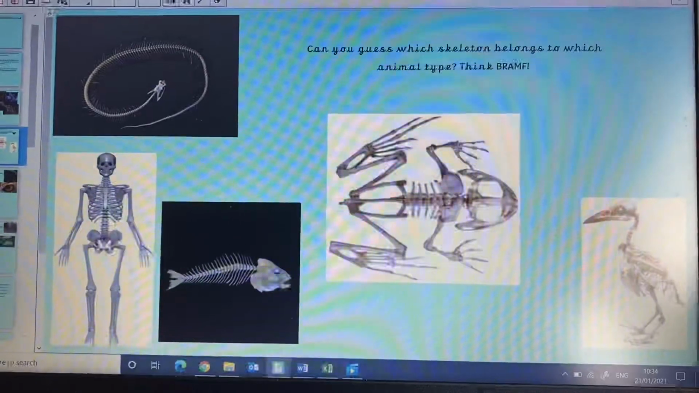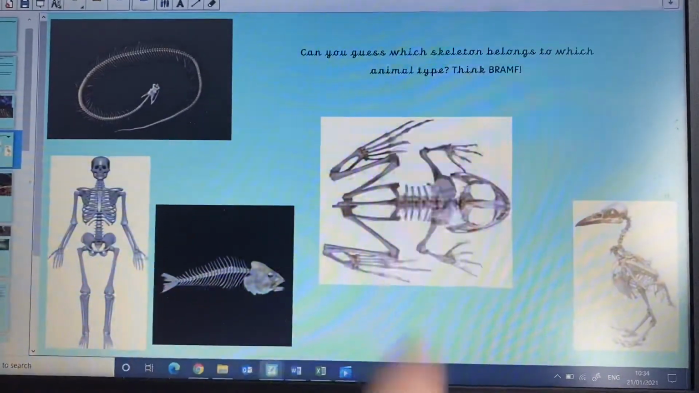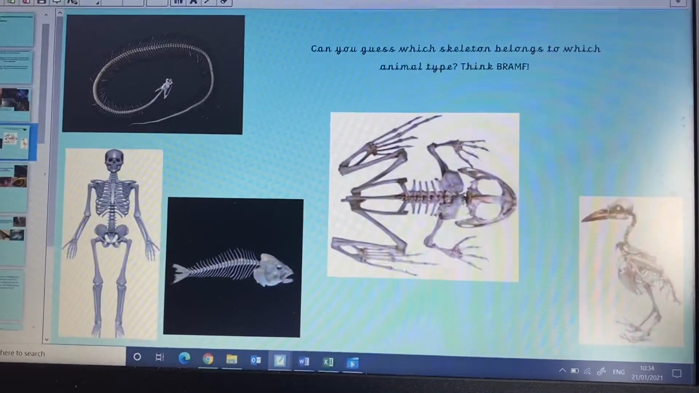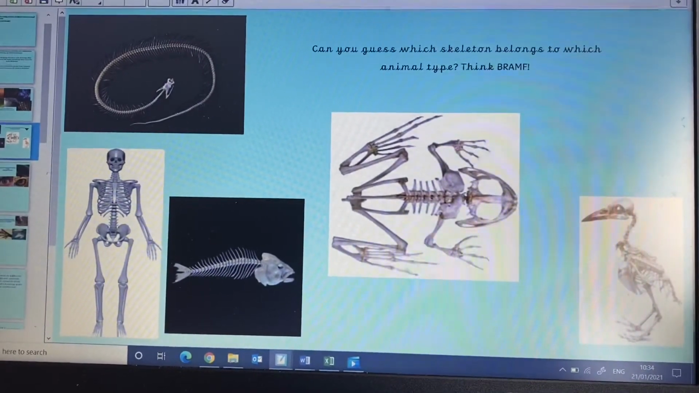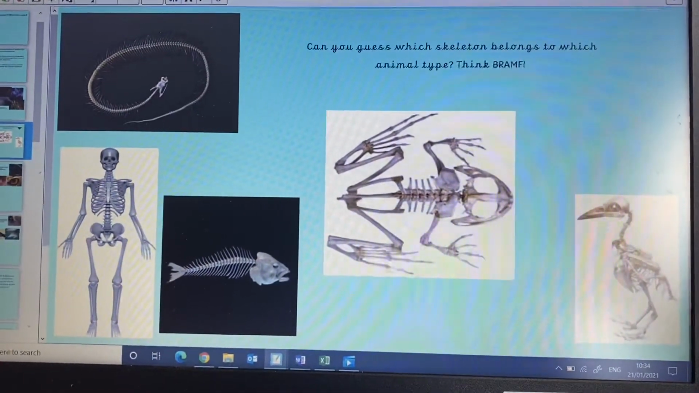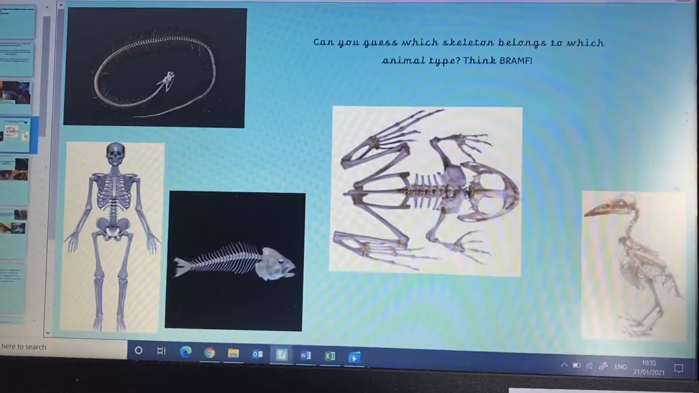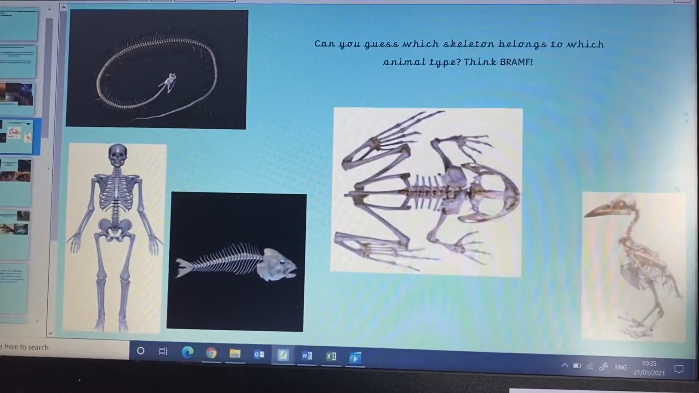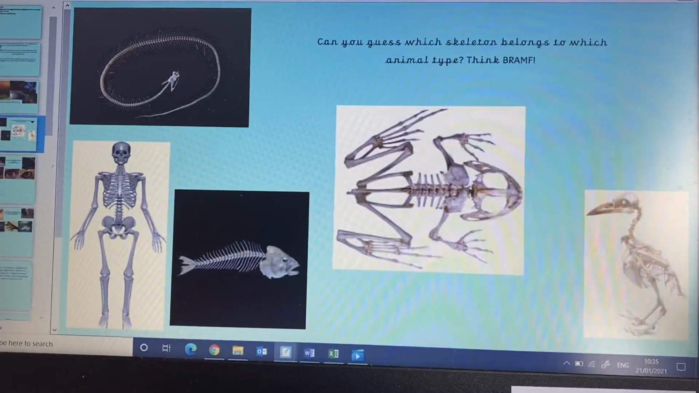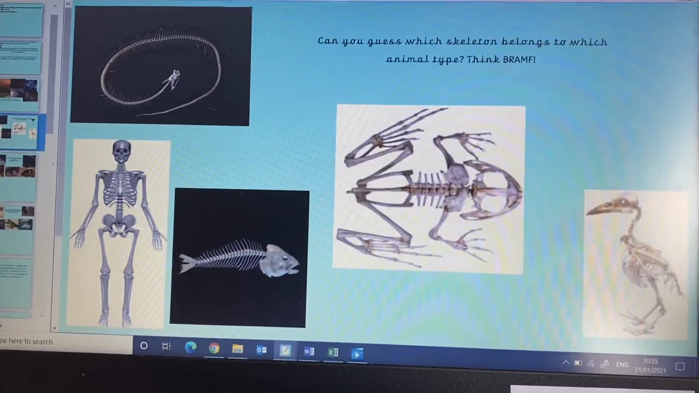Ooh. So this one says, can you guess which skeleton belongs to which animal type? Think BRAMF. So birds, reptiles, amphibians, mammals, and fish. Have a pause here and see if you can link the skeleton to the animal type, and then come back to me. Okay, did you have a good go at linking those?